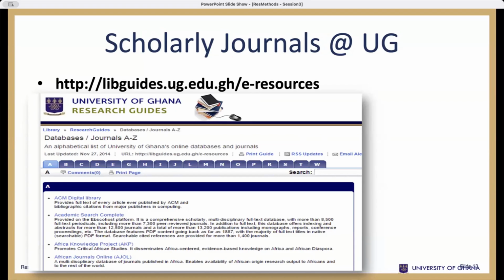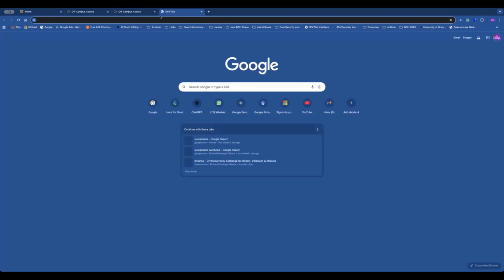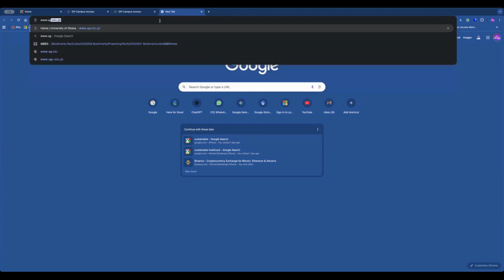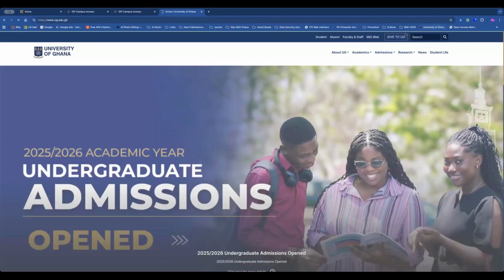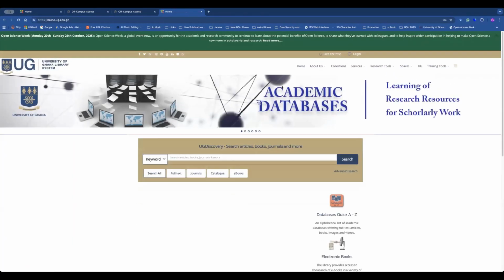Dr. Bana and I, we tried this one before we came. We went to University of Ghana. So let me just go to University of Ghana. Okay. Then I went to the library, under academics, library, to bring me to the BAM library website.